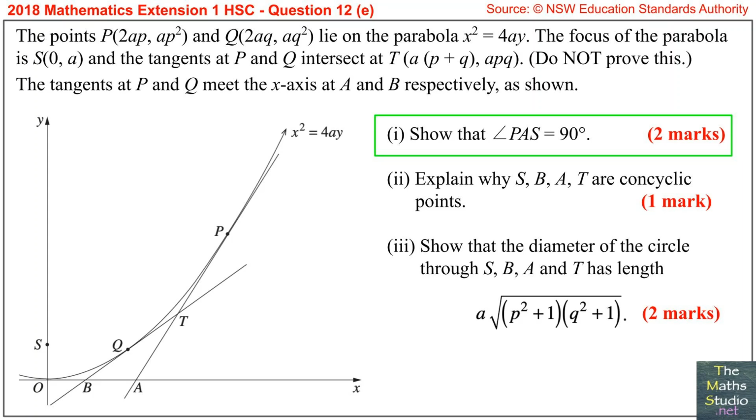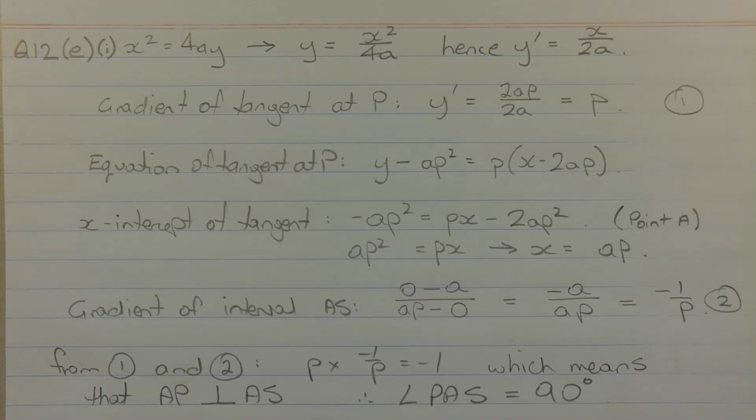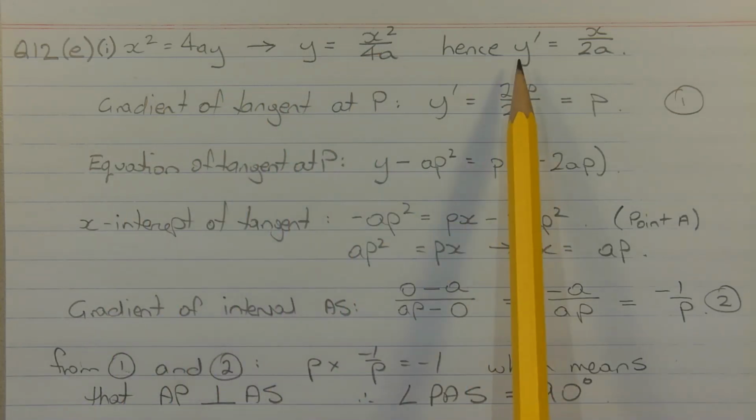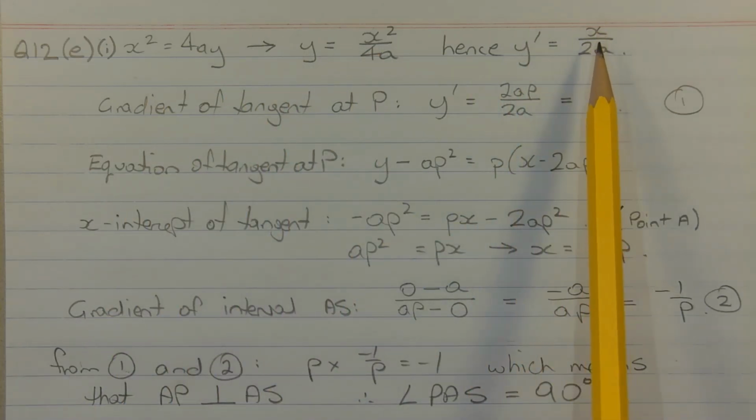Part 1. Show that angle PAS equals 90 degrees. The equation of the parabola is x² = 4ay. Rearranging this equation to make y the subject, we get y = x²/4a. Differentiating y with respect to x, we get the gradient function y' = x/2a.